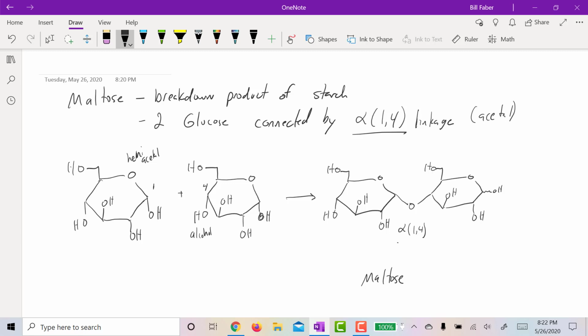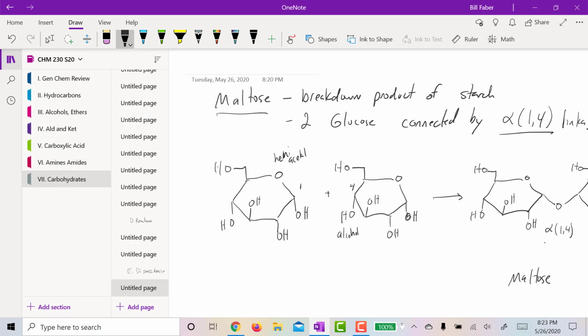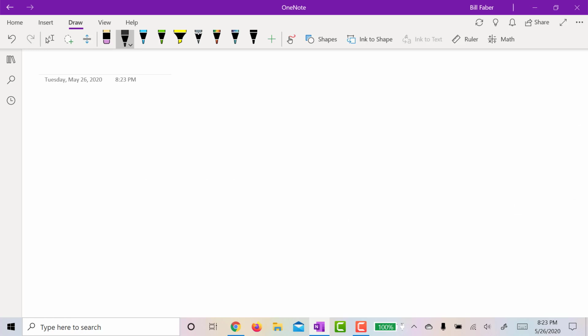Okay, so you should know 2 glucose connected by an alpha 1,4 linkage and a breakdown product of starch. Another name for this acetyl group, by the way, is what we call a glycosidic bond, and it's just another term that is used for this. So that's the first one I want you to know, maltose. That's the disaccharide. And then you're going to see that when we get to starch, it's connected by the same type of bond. Another one is called cellobiose.